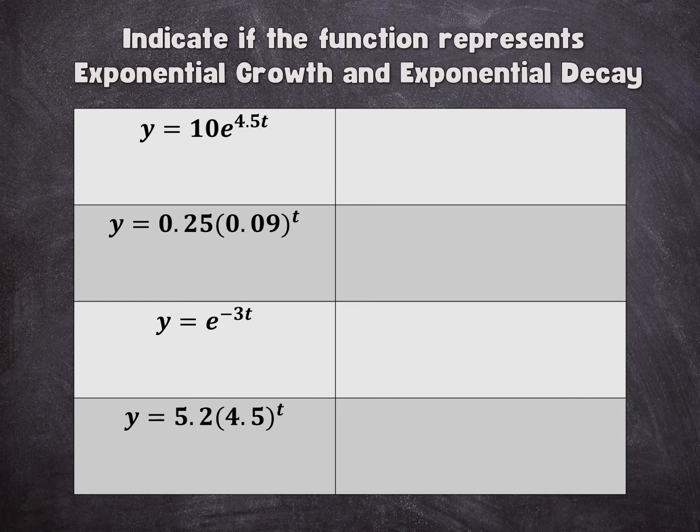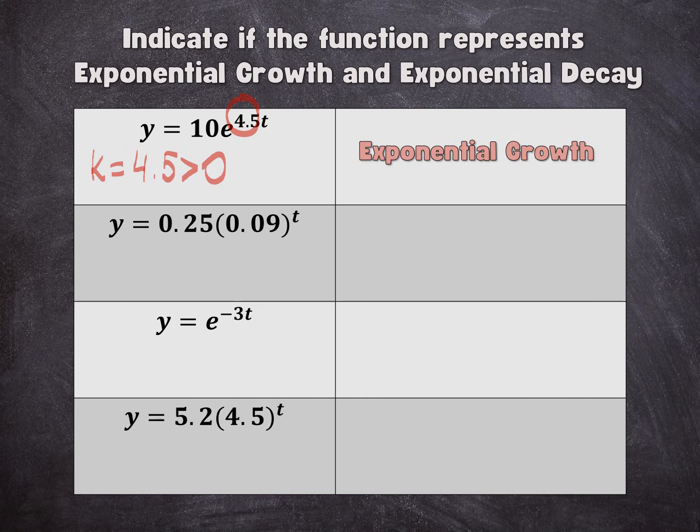Keep going. We have function y equals 10e to the 4.5t. So it is the second form of exponential function. We need to focus on the coefficient of t in the exponent. So coefficient k equals 4.5, greater than 0. So it is an exponential growth function.